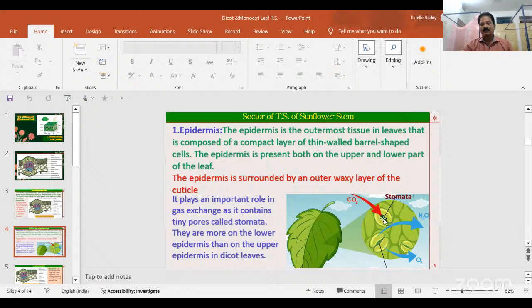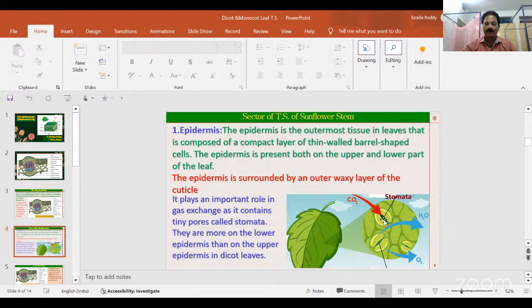This is about stomata. More stomata are there on the lower side, that is the abaxial side or ventral side of the leaf. Ventral side is the lower side. Lower side is also called the ventral side or abaxial side. On the lower side, you can find comparatively many stomata. On the upper epidermis, few stomata are there. The stomata help in exchange of gases and loss of water. This loss of water is called transpiration.